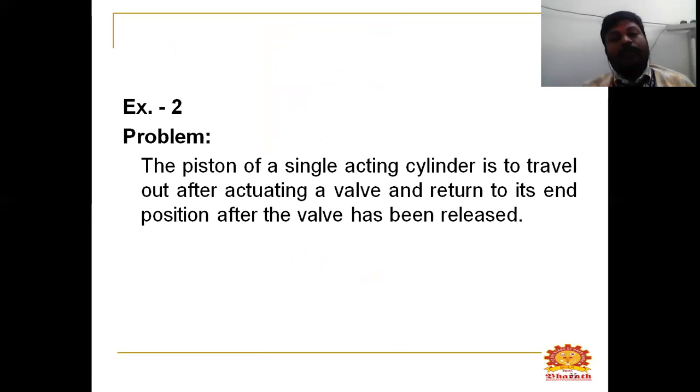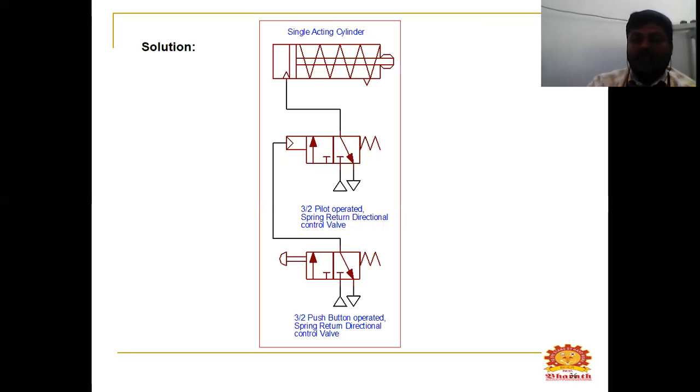Whereas the piston of a single acting cylinder is to travel out after actuating a valve and return to its end position after the valve has been released. Here, if the push button is on, it will automatically be in the extension position itself. If the push button is released, it will automatically come back to its original position.